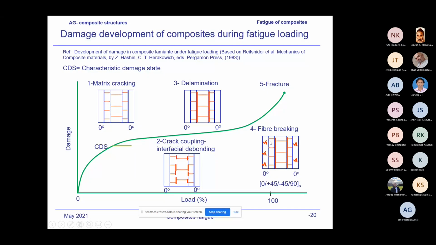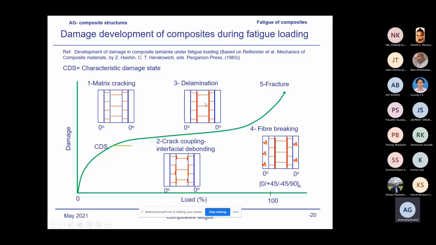Okay, now this damage growth in composites. I've shown some pictures here. You have a 0, 45, minus 45, 90 layup. When you start loading it, the 90-degree ply cracks, and later on the 45-degree plies also start cracking. Then the 45-degree ply and 90-degree ply cracks try to merge together. And then what will happen? There would be interlaminar separation, which is a delamination occurring.